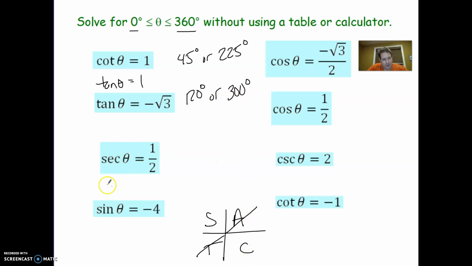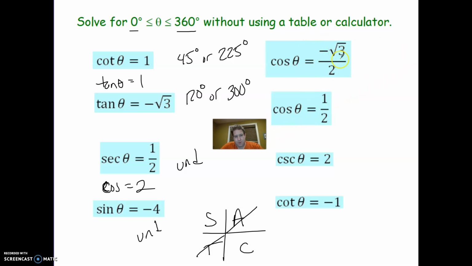All right, so secant is the reciprocal of cosine, and that would be cosine equals 2. Yeah, flip that around. When does cosine equal 2? That is undefined. That is never. Can't. Sine. When is sine going to be? That's also undefined. Sine can never be less than negative 1 or more than 1.